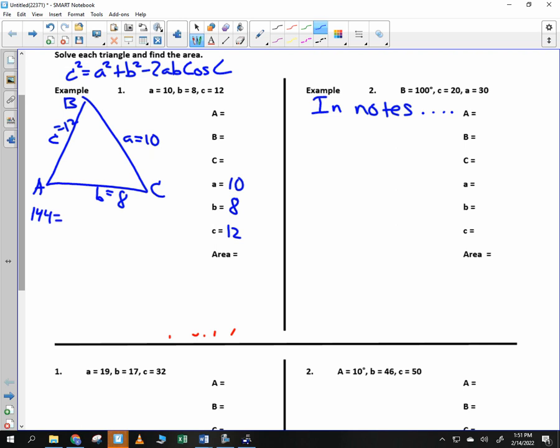144 is equal to 100 plus 64 minus 2 times 8 times 10, right? What's 2 times 8 times 10? 160 cosine of C.